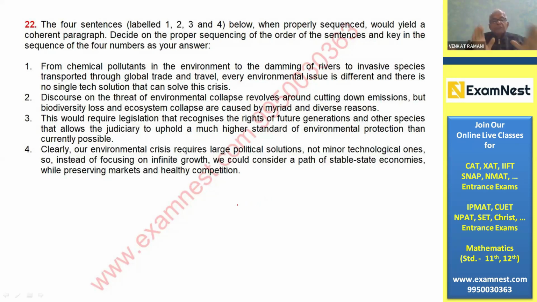Discourse on the threat of environmental collapse revolves around cutting down emissions and so forth. So number 2 can be the first sentence in this order. And then he talks about what you call myriad and diverse reasons. You have number 1, when he talks about the chemical pollutants in the environment to invasive species transported. Number 1. And then he talks about the environmental crisis, which he has mentioned that can solve this crisis.